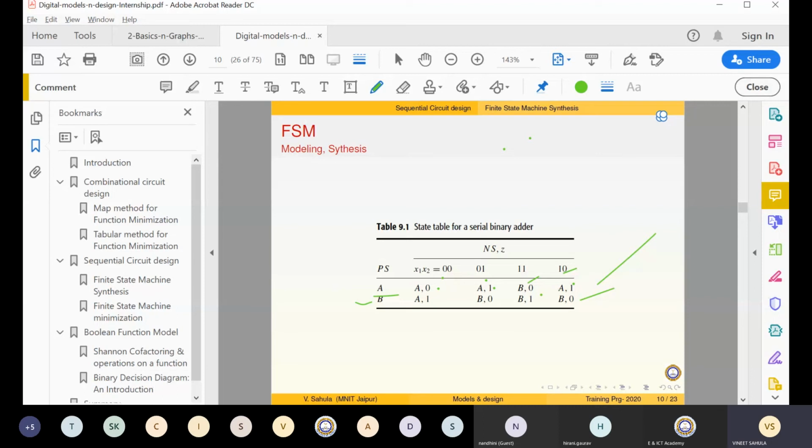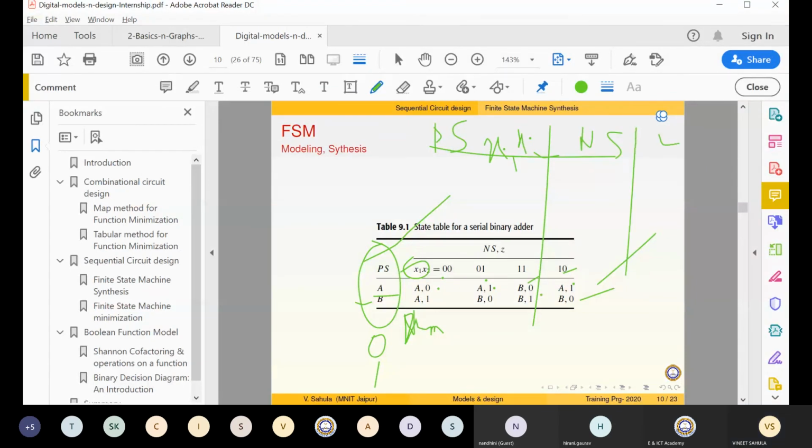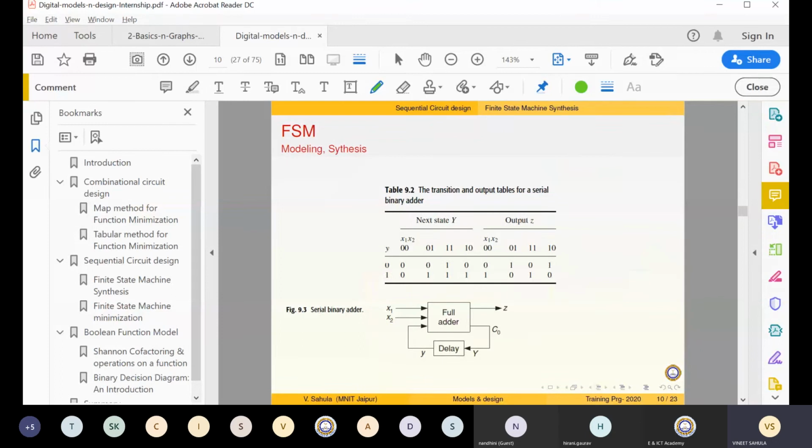Out of this, I will make a truth table kind of a thing. For present state, I will code them either 0, 1, so I have 1 bit only. Then I will take the input x1, x2. I will make a state transition table where I have coded the present state, then the inputs x1, x2. As multiple outputs, I will write next state and z separately. So these tables will serve as truth tables for designing the combinational logic.